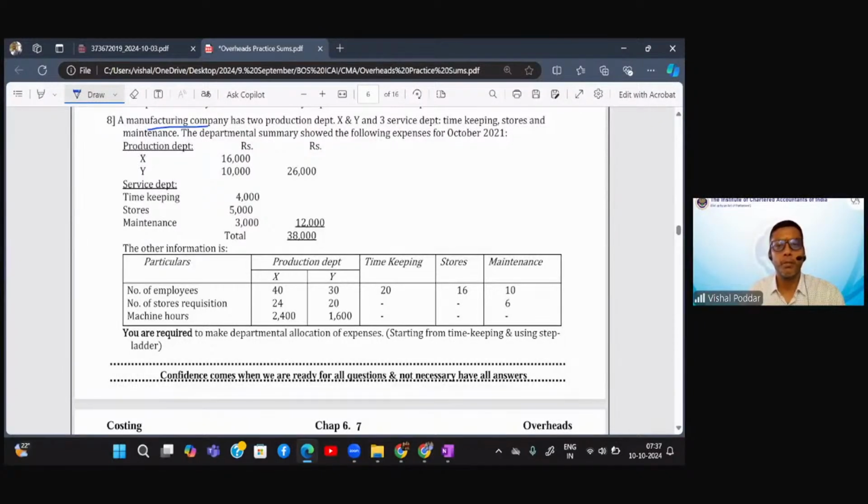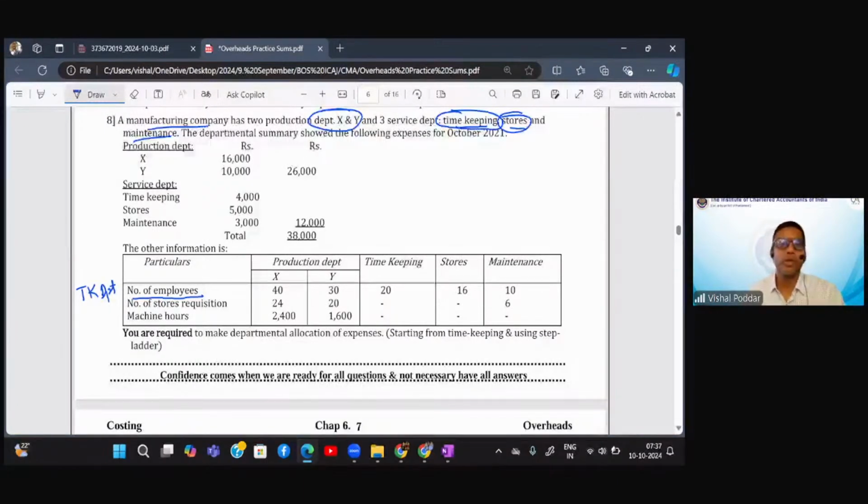A manufacturing company has 2 production departments and 3 service departments. The names are timekeeping, stores, maintenance. See, these names are very important because you need to identify the ratio you are going to use, and the ratio you can identify depending upon what service they are giving. Timekeeping is maintaining records of time of employees, so the basis we can use is the number of employees.